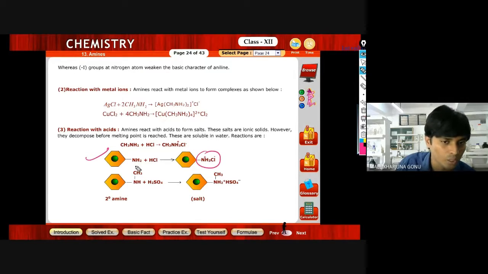Add HCl to this. It becomes C6H5NH3 plus Cl minus, because the lone pair this is giving to this H plus. Here it is H plus and Cl minus. So like that salts will form.